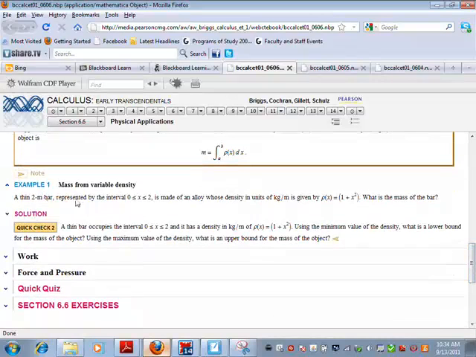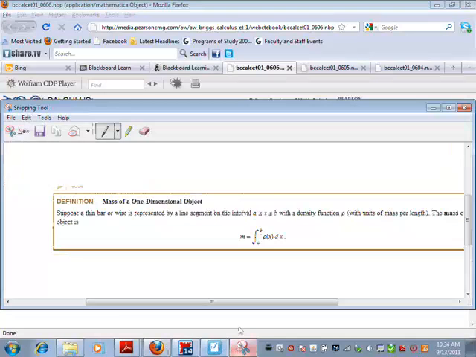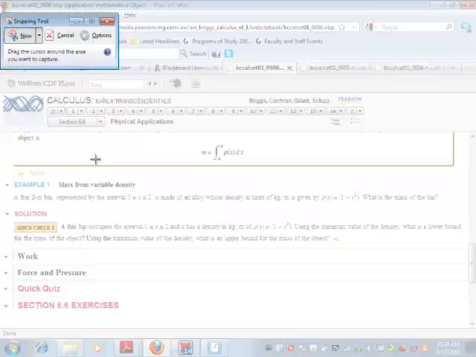A thin 2-meter bar represented on the interval 0 to 2 is made of an alloy whose density in units of kilograms per meter is given by 1 plus x squared. What's the mass? So I'm just going to take one of these and throw it on the test, just to make sure you're breathing, okay?